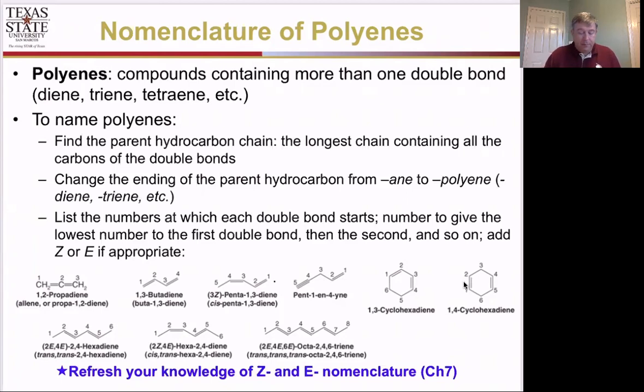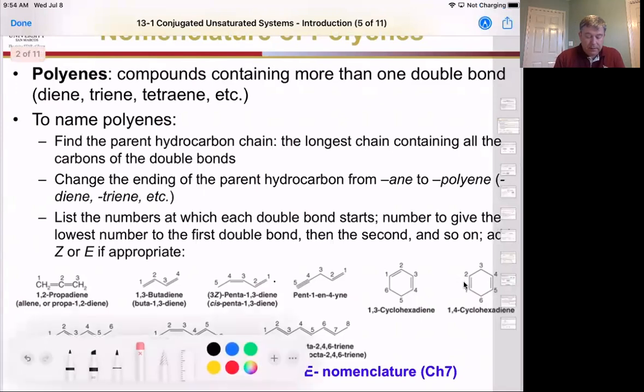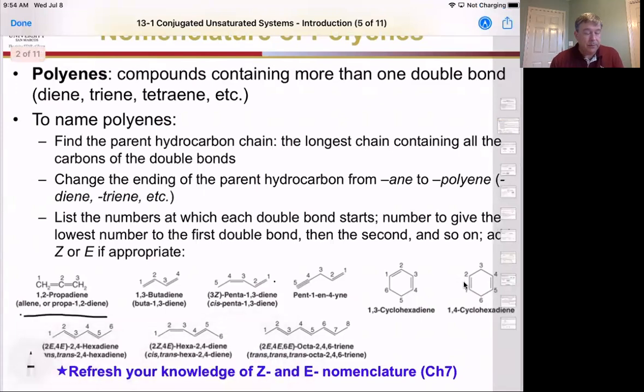For example, we have an unusual one here to start with. This is called a cumulated double bond because we have two double bonds on the same carbon. This simple little molecule is going to be 1,2-propadiene. One of the more common systems is our nice little 4-carbon chain called butadiene, and it's 1 for the first carbon of the double bond, and 3 for the first carbon of the second double bond.